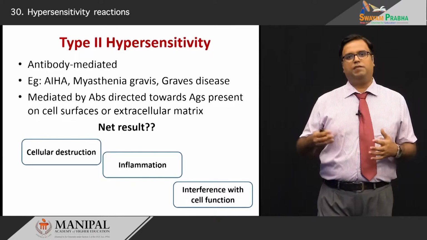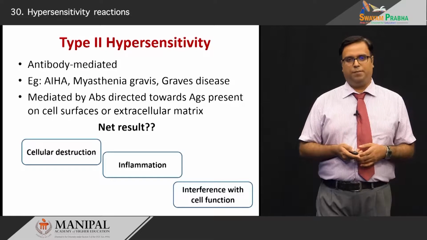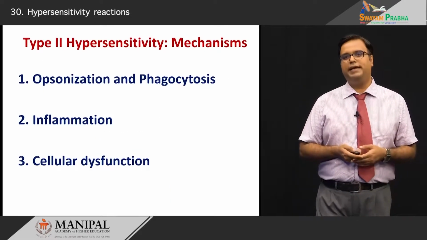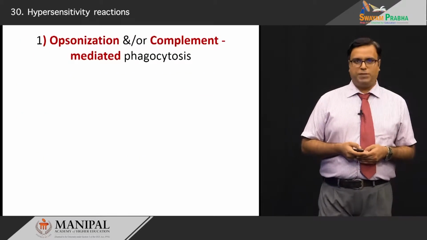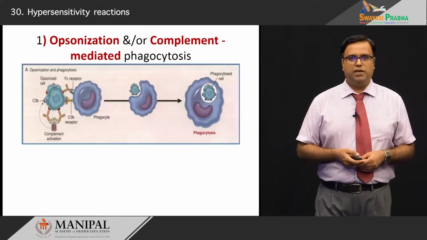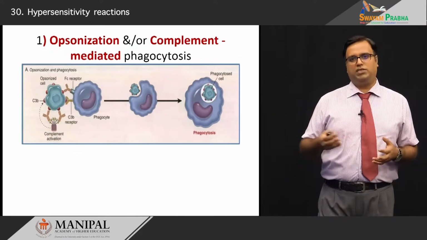So, there could be an interference with the functional ability of the cell. Now, we will discuss this under 3 important headings, as we have seen in the earlier slide. The first mechanism is opsonization and phagocytosis. This is a schematic representation indicating to us how the reaction takes place.